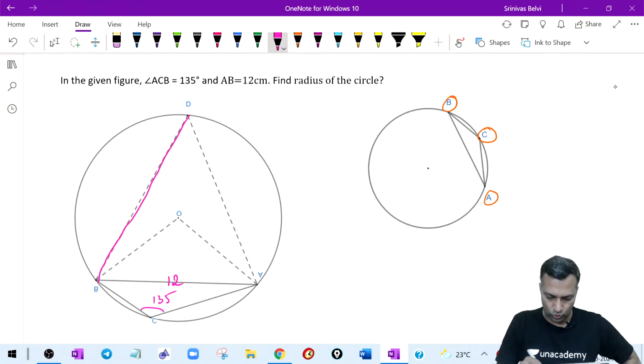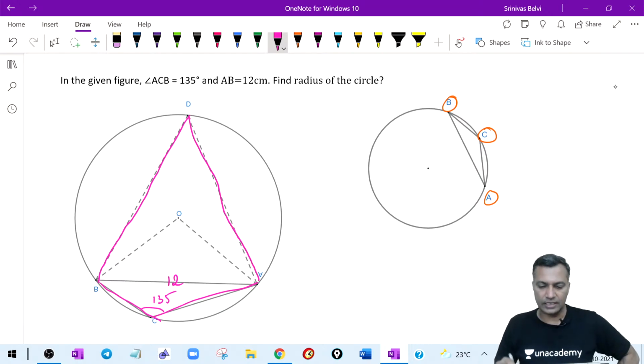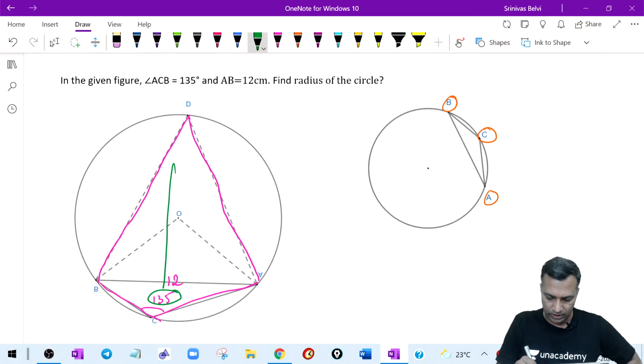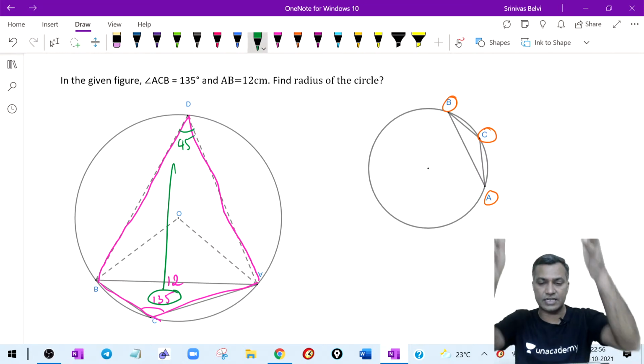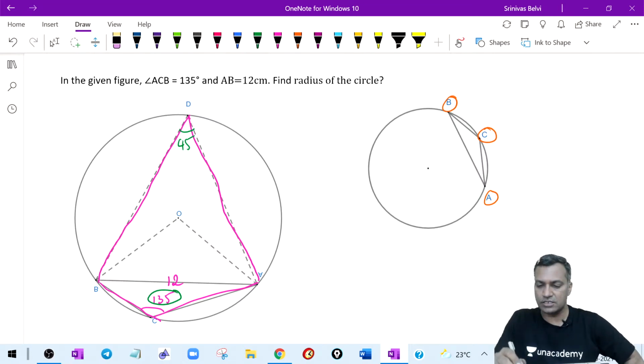Now it forms a cyclic quadrilateral if you just follow these pink lines. The pink lines form a cyclic quadrilateral. Simply extend that; this is a construction line. In a cyclic quadrilateral, if this is 135, the supplementary angle would be 45. Just extend that. So learn to extend that. Therefore constructions are important.